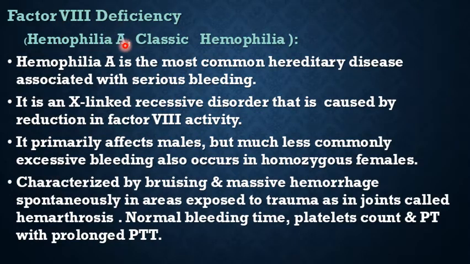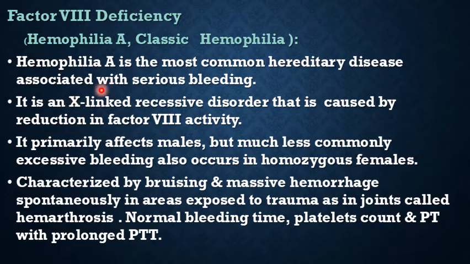Hemophilia A. Classic hemophilia. Hemophilia is the most common hereditary disease associated with serious bleeding. It is an X-linked recessive disorder caused by a reduction in factor VIII activity. X-linked means that most of the patients are male, because male is XY. So when he has the diseased X, the patient is already diseased.